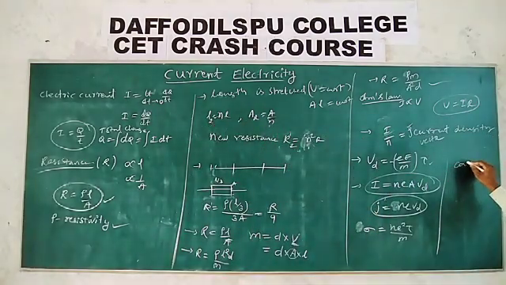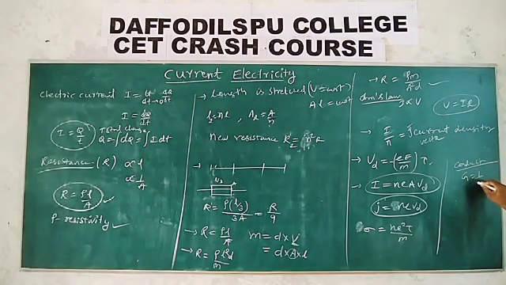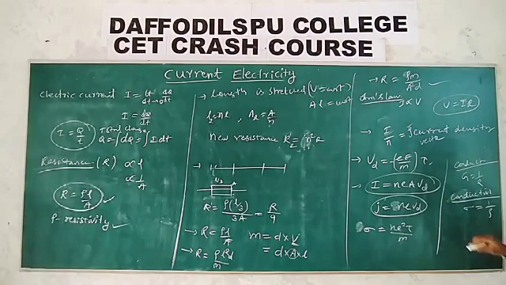Reciprocal of the resistance is called conductance. G is equal to 1 by R. And conductivity is the reciprocal of the resistivity, sigma is equal to 1 by rho. So this is what sigma is equal to, 1 by rho, which is ne square t by m.